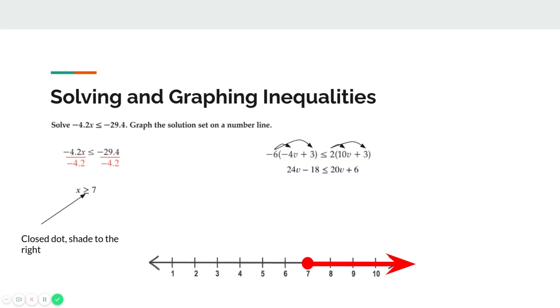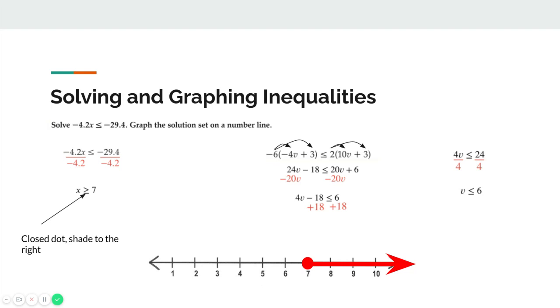Again, I'm using the I test here to see whether it would be better to subtract 24v from the left or to subtract 20v from the right. Trying to keep it positive, I'm going to subtract 20v from both sides and simplify. I'll end up with 4v minus 18 less than or equal to 6. Isolate the v by adding 18 to both sides, and we'll end up with 4v less than or equal to 24. And finally, we're going to divide both sides by 4 to get a solution that says v is less than or equal to 6.